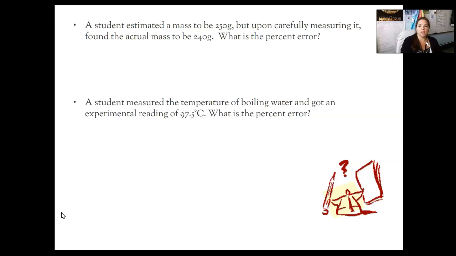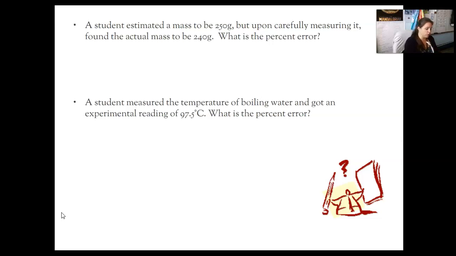So the measured is what is that estimated. The actual, it's listed as actual. So I'm going to plug in those numbers. So 250 grams minus 240 grams. I'm going to have that all over 240 because 240 is the actual, and I'm going to times that by 100. All right, so when I plug in the numbers, I get that. So I'm doing PEMDAS. So the next thing I'm going to do is I'm going to subtract.